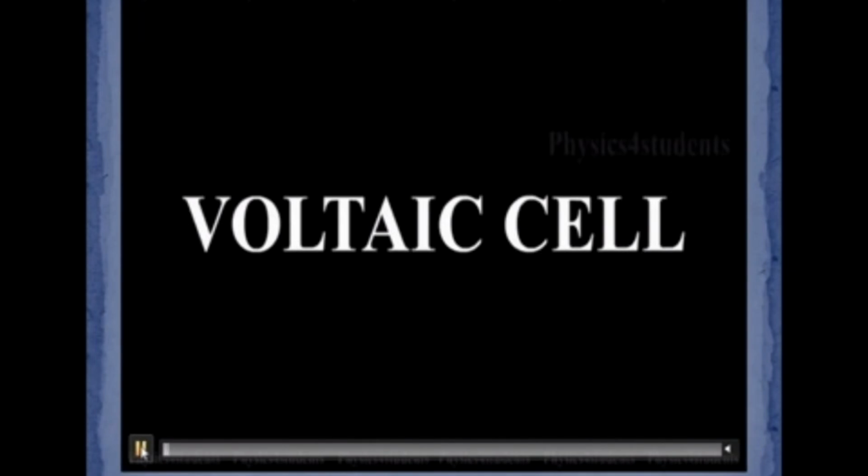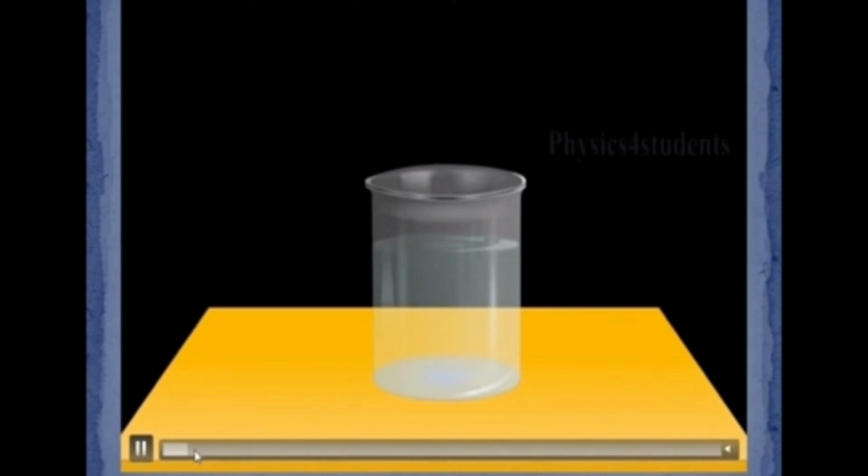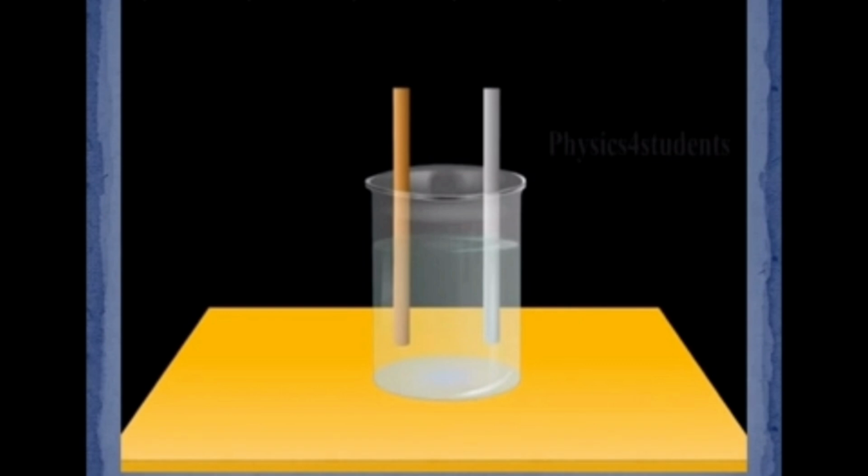Okay, so the voltaic cell, what is it? Electric cells are also called batteries, or a battery. Here, in a battery, you have seen a chemical reaction. An electrolytic cell converts the chemical energy into electrical energy.